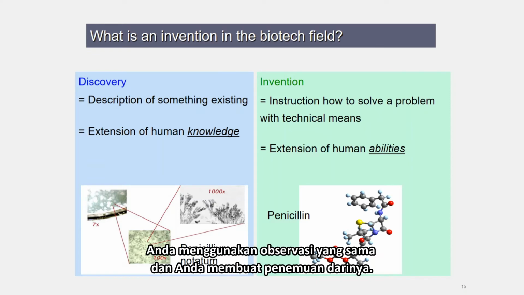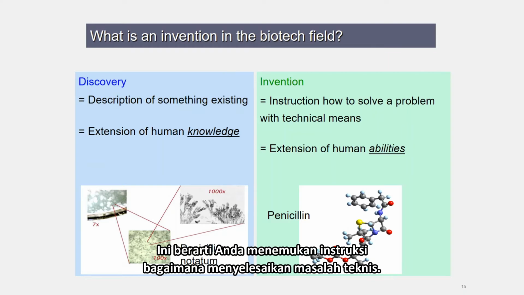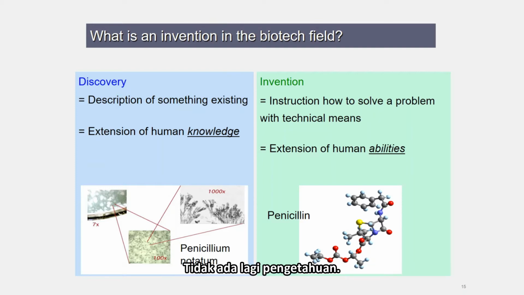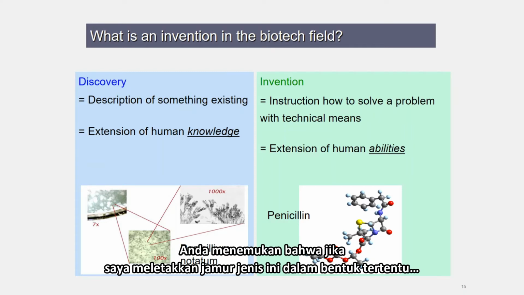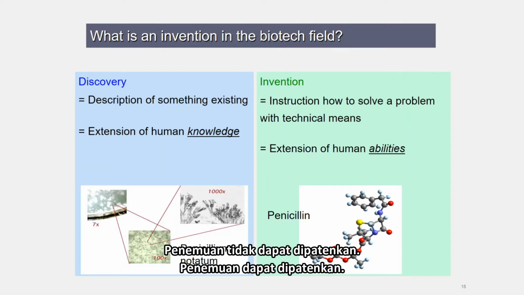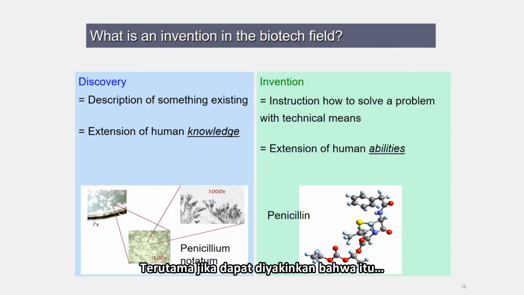You just observed it. Now, you use the same observation and you make an invention out of it. So it means you found out an instruction how to solve a technical problem. And that is, in fact, the extension of human abilities, no more knowledge. So you found out that if I put these types of fungi in a certain form, then I can cure some bacterial disease. You make antibiotics out of it, and then it is patentable. So discovery, not patentable. Invention, patentable, especially if it can be assured that it is new, inventive, and the further, let's say, criteria, which I'm going to talk about in short.